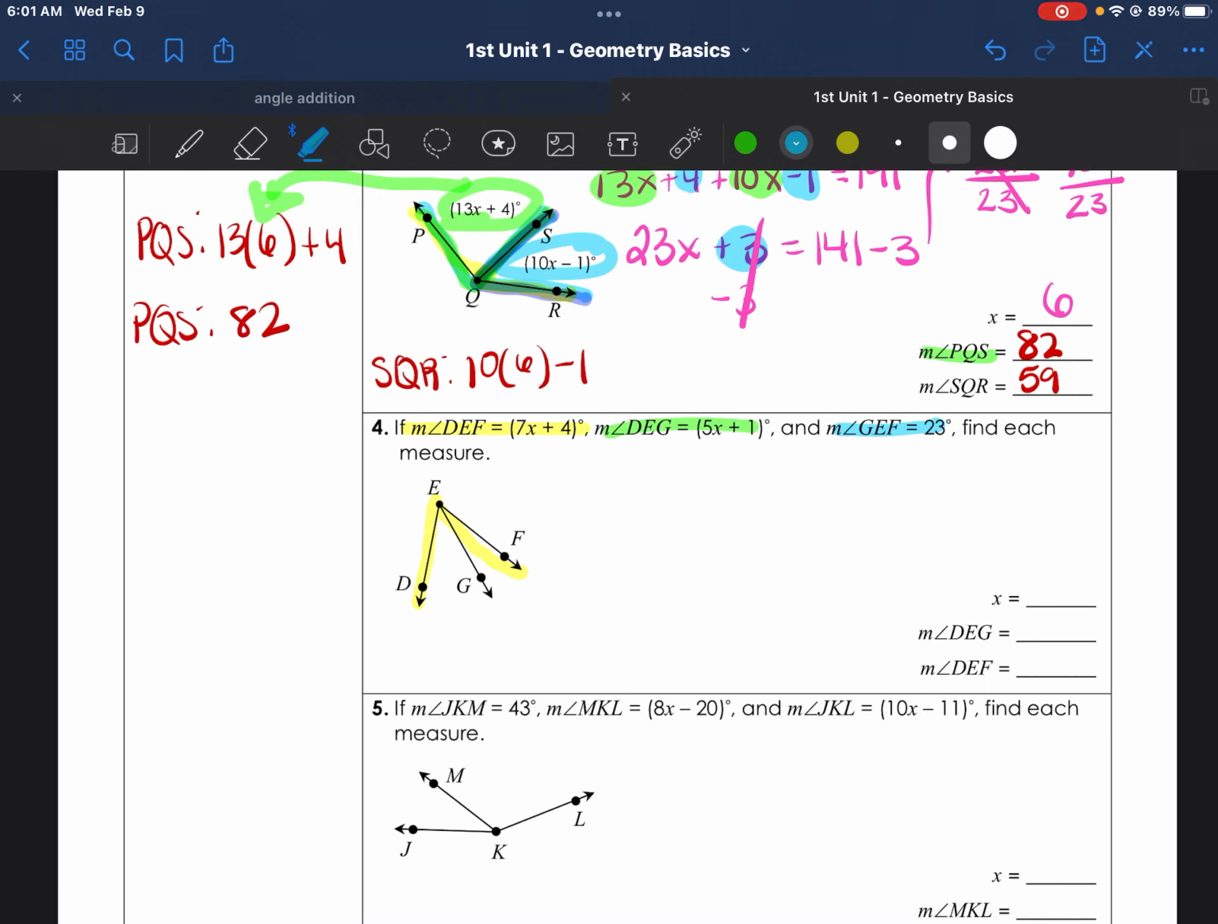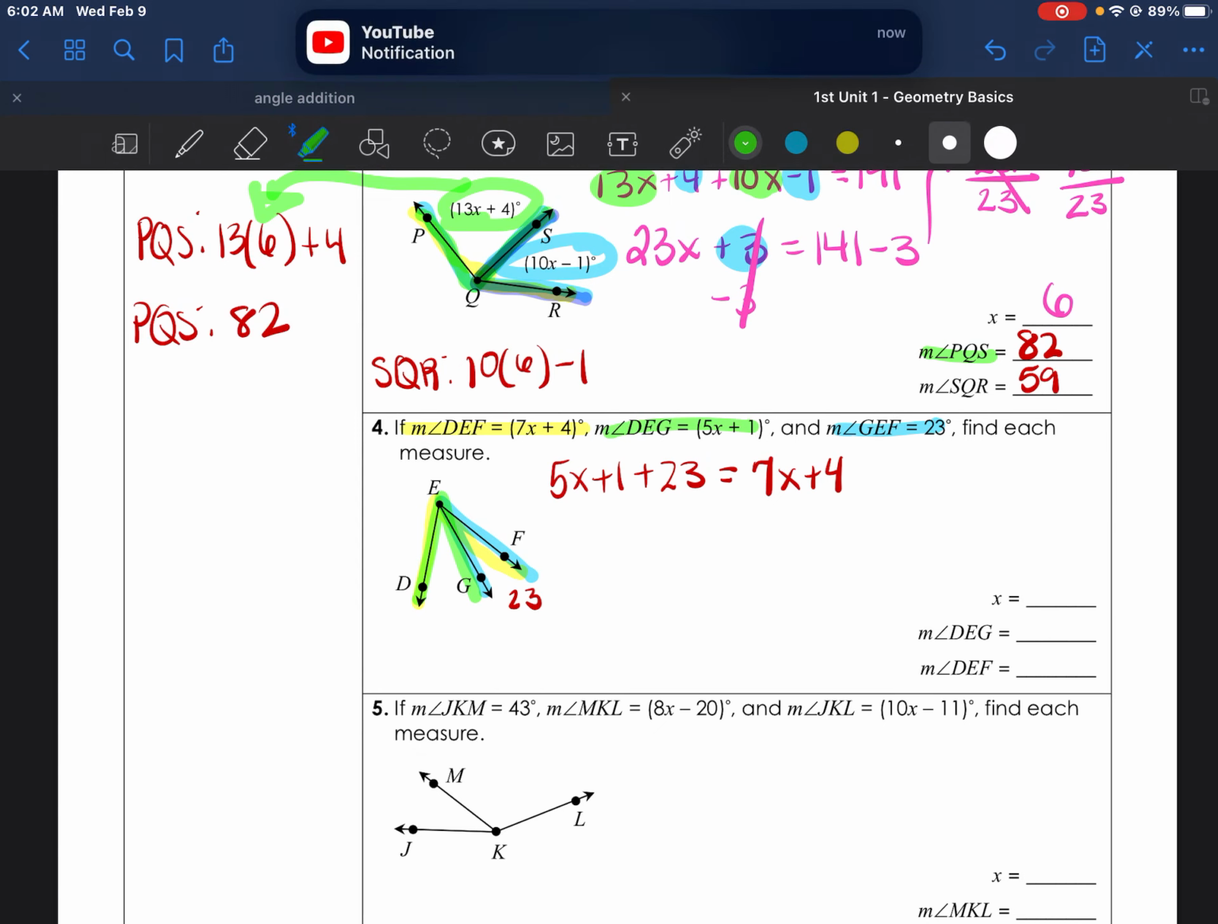That is 23 degrees. And DEG, which is your 5x plus 1. So we need to go ahead and set our two small angles together. To do that, you're going to have 5x plus 1 plus 23 equals 7x plus 4. Your biggest angle will always be on the right side by itself. Okay?